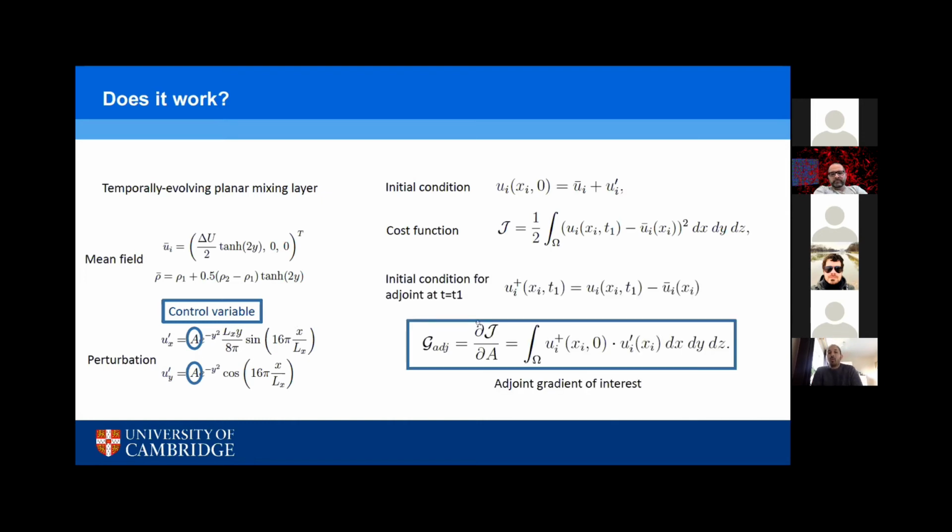So what that means is that the initial conditions for the adjoint, when we are simulating backwards in time, are simply given by the perturbation velocity field itself. And the adjoint field, the gradient that we're interested in, is dJ, the cost function, with respect to A. And this is simply given then by the inner product between the adjoint velocity field at time t equal to 0 and the initial perturbation field. And this gives us the adjoint gradient of interest. And this is what we would use to verify that our gradients are coming out correctly.